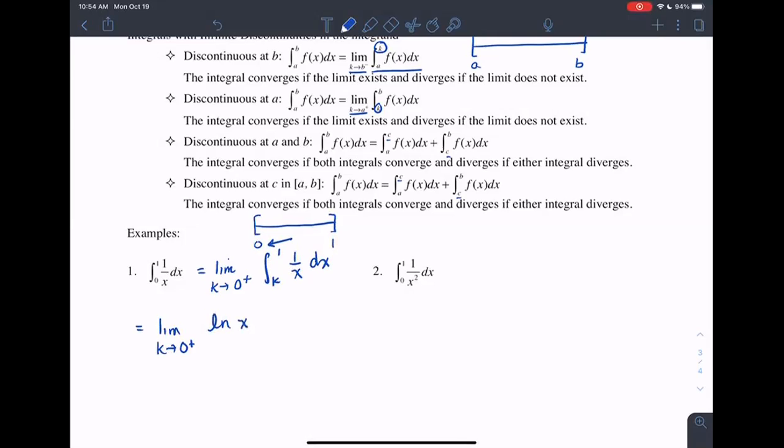All my values are larger than 0, so I can get away without having the absolute value from k to 1. Is that a positive k in the upper limit for the first discontinuous point up top? No, at the very top, it says this.